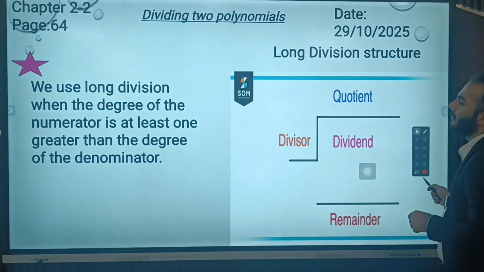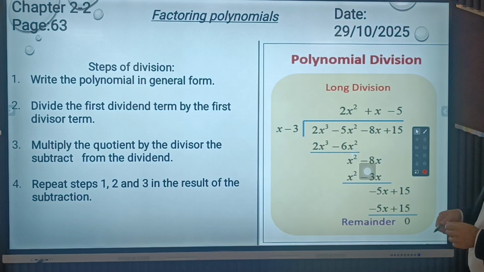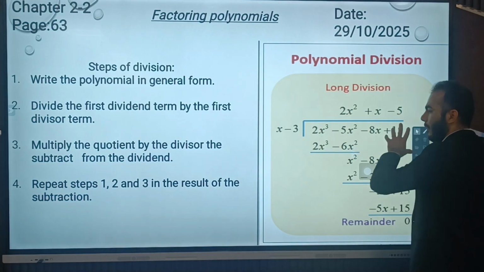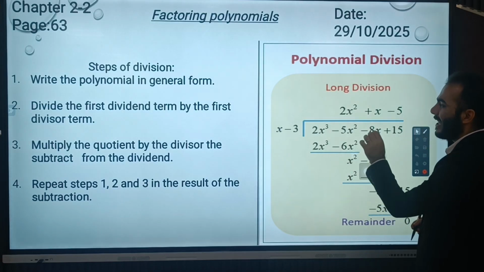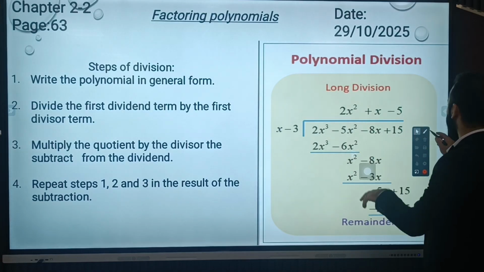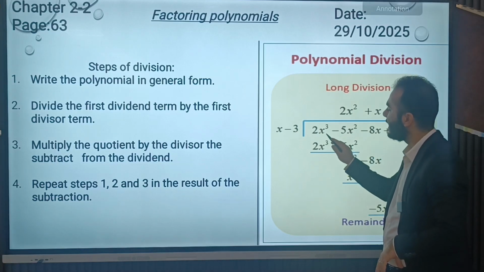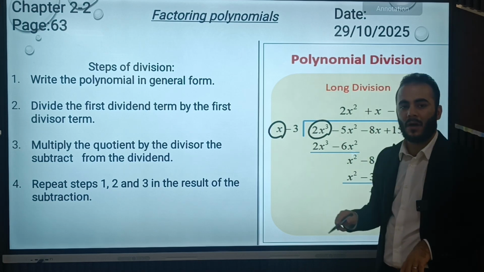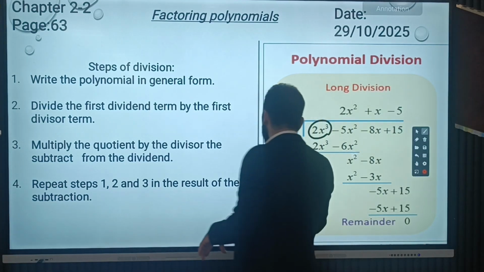So let's see what we have in the upcoming slide. Okay, the steps of long division. Write the polynomial in general form. We need to write it in general form always. Divide the first dividend term by the first divisor term. So the first term of the dividend divided by the first term of the divisor. For example, here 2x3.